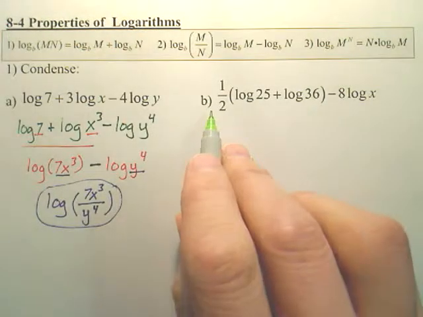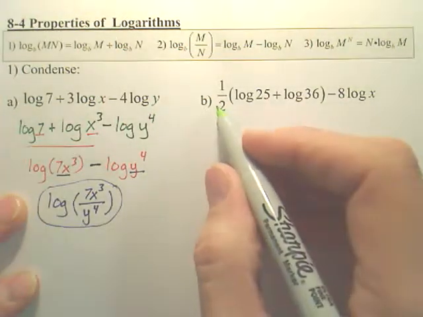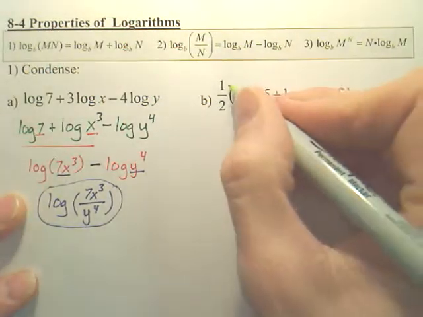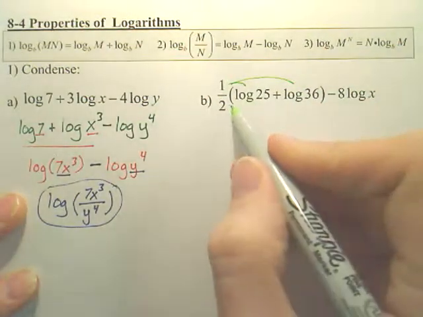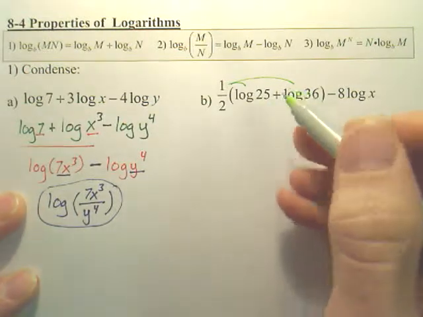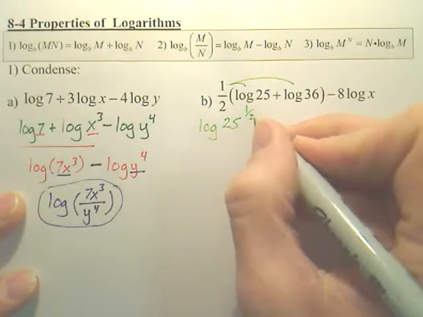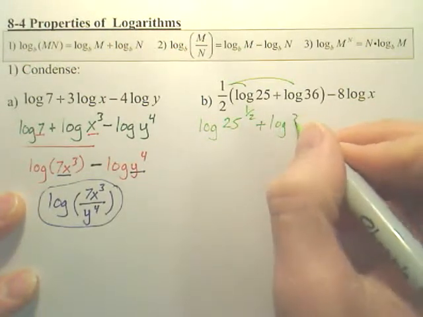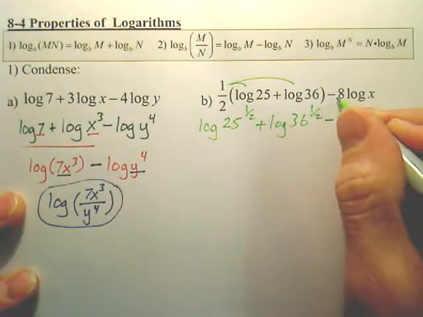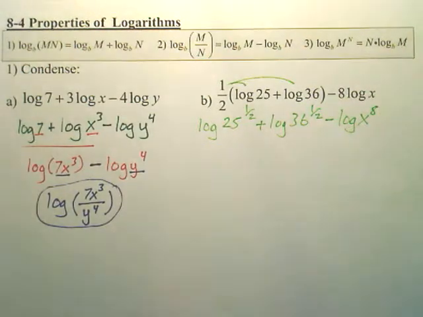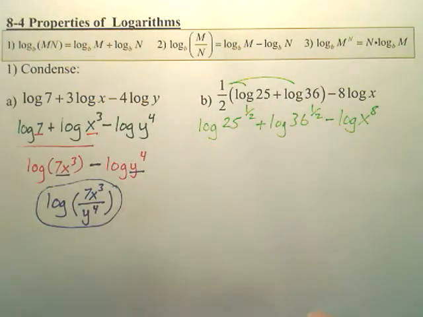Letter B, number 2 here. First thing, take all powers, all numbers in front, and raise them to a power. Now I'm going to skip a step here. Do you understand this 1/2 basically distributes to both of these? So would that mean that the 1/2 goes to both powers? So what you should see is this is log 25 to the 1/2 power plus log 36 to the 1/2 power minus log x, and the 8 jumps up top, 8th power. Again, this 1/2 multiplied to both pieces, which then those become exponents for both pieces.